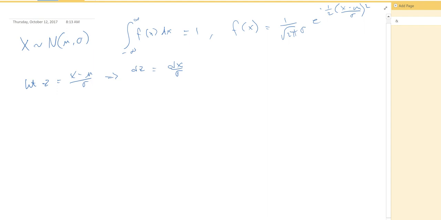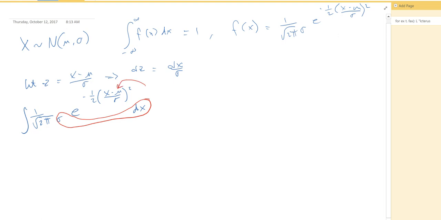So what we have is the integral of f of x dx. Let's put it in now: the integral of 1 over square root of 2 pi sigma, e to the negative half of (x minus mu divided by sigma) squared, dx. Notice that this part here is your dz and this part is just your z. So this can be written as the integral of 1 over square root of 2 pi, e to the negative half z squared, dz. Now notice that when x goes to infinity, z also goes to infinity, and when x is negative infinity, z also goes to negative infinity.